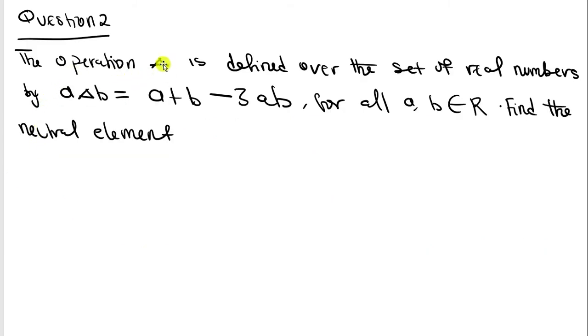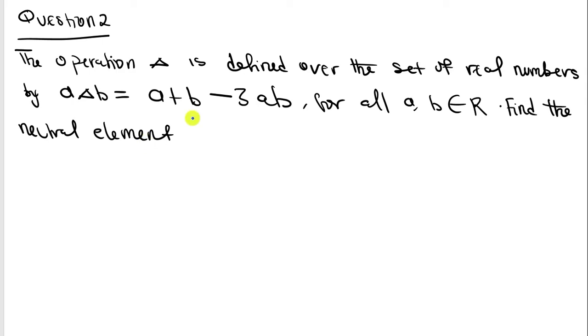Let's try our second example. It says the operation, that is the triangle operation, is defined over the set of real numbers, a operating on b equal to a plus b minus 3ab for all a, b belonging to R. Find the neutral element, which is the same as finding the identity element. Now the question wants us to find the identity element. So the first thing: what is your identity element?